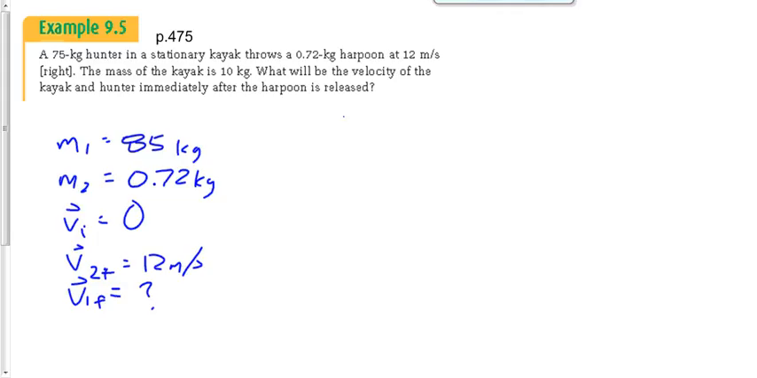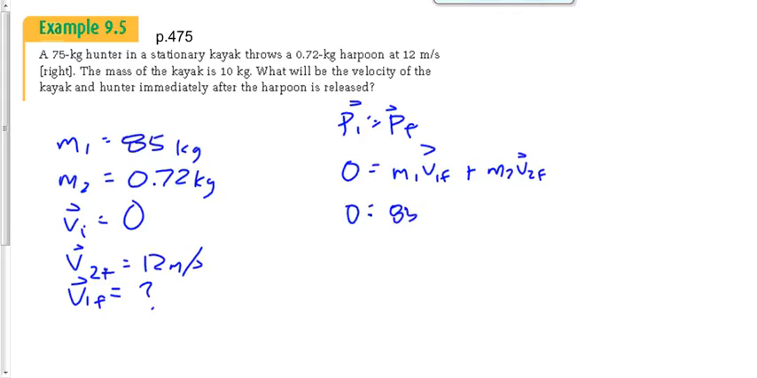Let's say PI equals PF. I'll tell you what, I'm just going to write in 0 for PI. I mean, I could write in MVI, but we know that the term is 0. So if everything before the collision or explosion is at rest, just make it 0. M1 V1F plus M2 V2F. 85 times V1F, which is what we're looking for, plus 0.72. Boy, it's going to be a lot smaller velocity, right? Because it's a much bigger mass. V2F is 12 meters per second. So let's figure this one out on the calculator.